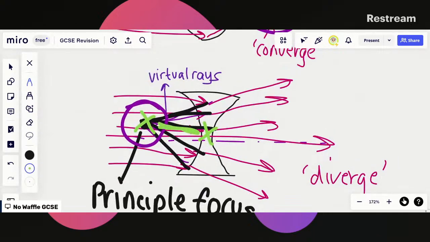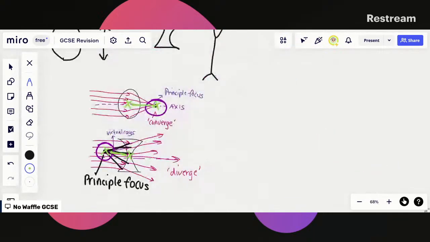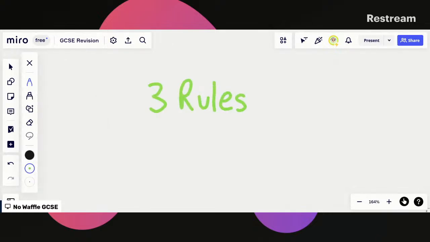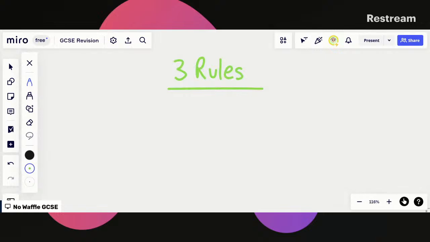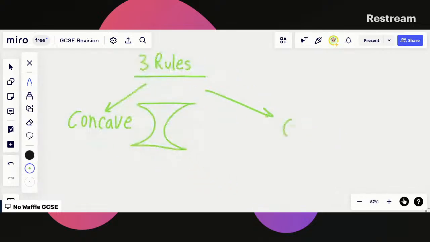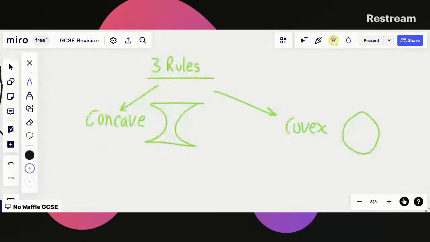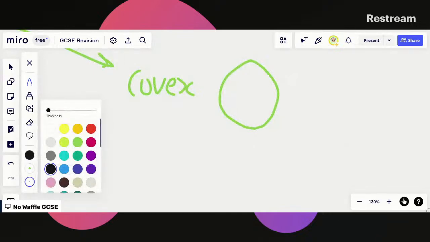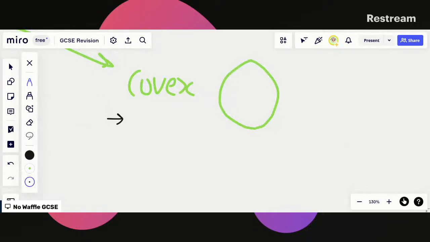Now that's all of the key parts about ray diagrams, and we'll keep going about that in a second, but let's just talk about the 3 rules for refraction in a convex lens and the 3 rules for refraction in a concave lens. So the 3 rules of refraction for concave and convex. Let's begin with convex lenses. Okay, so we're talking about the 3 rules.